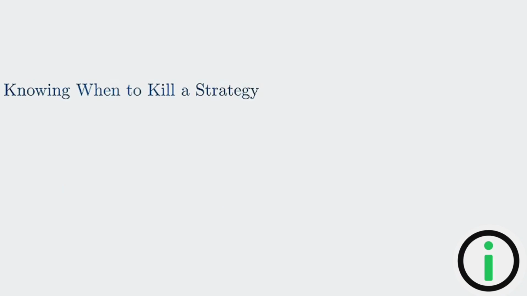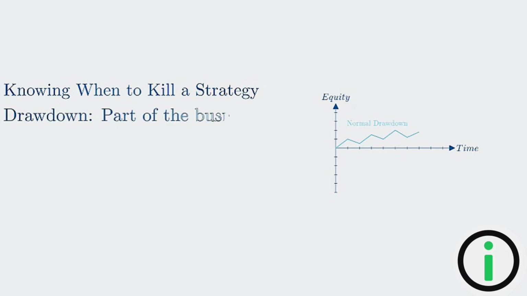One of the hardest skills in trading isn't starting a strategy. It's knowing when to kill it. Every strategy has losing streaks. This is called a drawdown. If your backtest showed a maximum of 5 losses in a row and you are currently on your 4th loss, that is normal. It's part of the business.